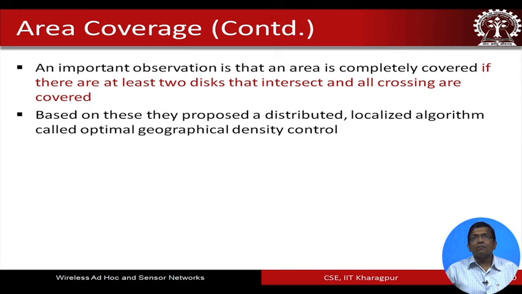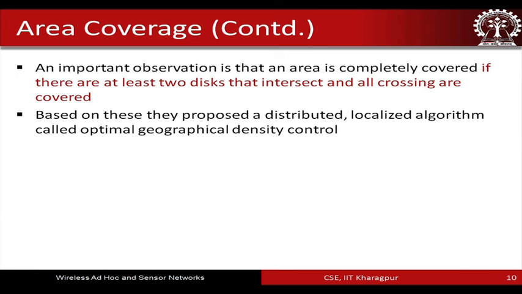An important observation in the context of area coverage is that an area is completely covered if there are at least two disks that intersect and all crossings are covered. A disk means a sphere in 3D, or the circle in 2D around a particular sensor. So, if we are talking about 2D, it is the circle surrounding a particular sensor node. So, that is a disk.